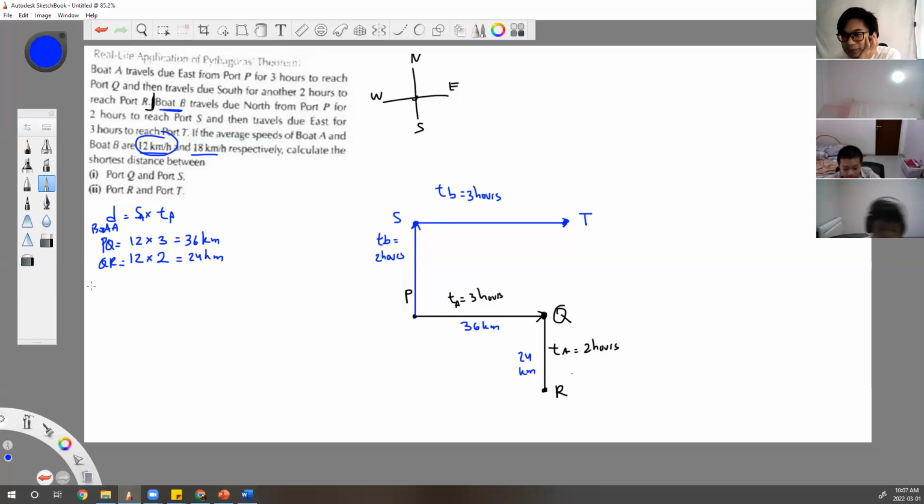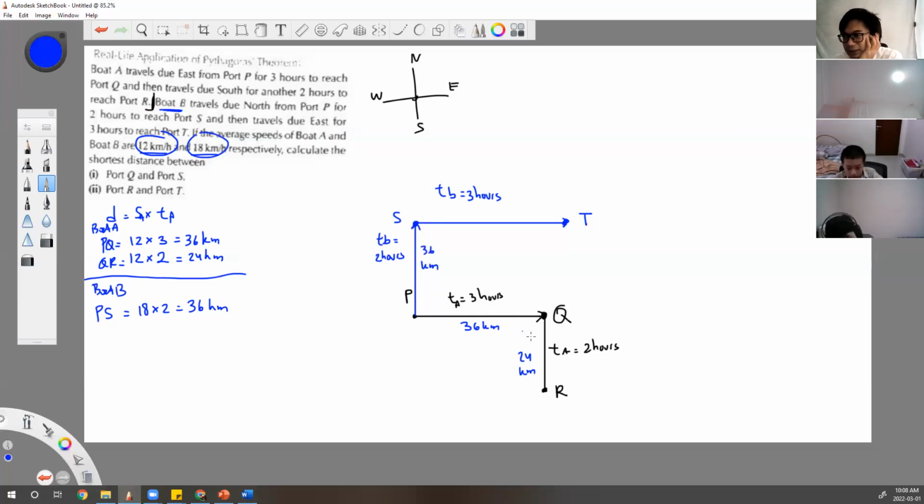And then for B. Okay, you need to list down all. Pay attention. SP, PS. Speed of B is 18, right? Times 2 hours, 36 kilometer. Okay, write it down. 36 kilometer.